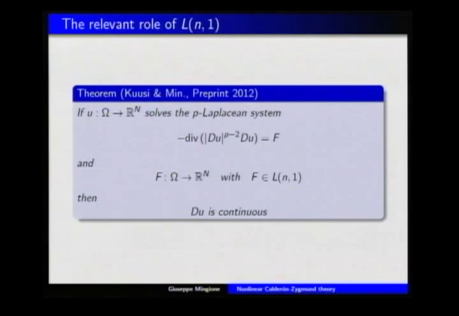Okay, with another method, by the way, not using potentials, we extended this to systems recently. So we have a fully nonlinear Stein's theorem for the p-Laplacian system. If you have the p-Laplacian system and the right-hand side is a vector field with Lorentz space components, then you can get that the gradient of u is continuous.